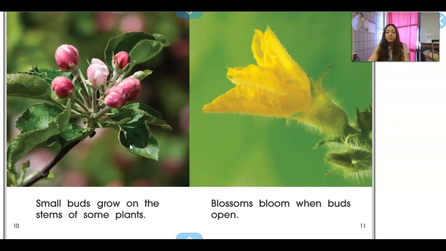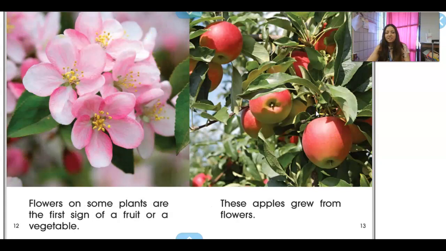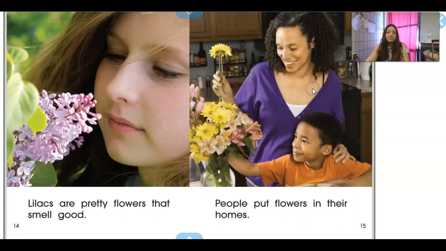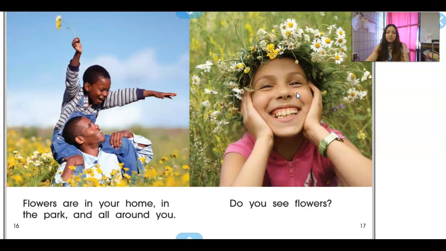Small buds grow on the stems of some plants. Blossoms bloom when buds open. Flowers on some plants are the first sign of a fruit or a vegetable. These apples grew from flowers. So if you look at an apple tree, it has these beautiful apple blossoms and flowers, and then eventually that fruit grows out of that flower. Lilacs are pretty flowers that smell good. People put flowers in their homes. Flowers are in your home, in the park, and all around you.